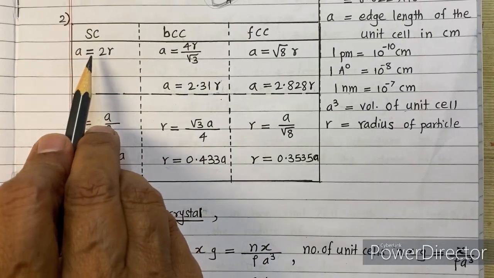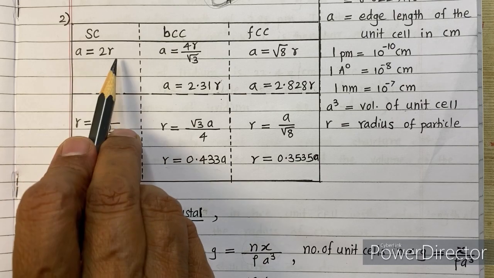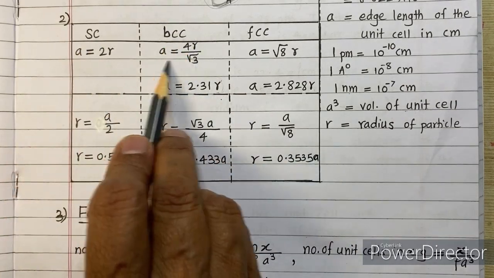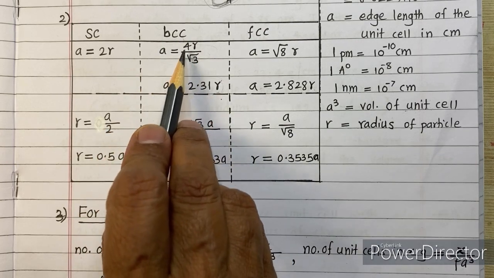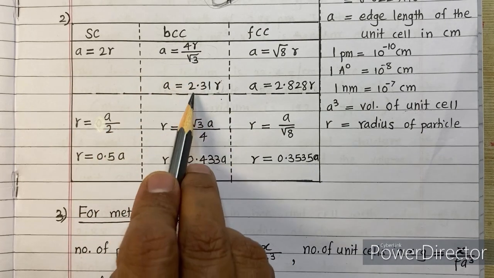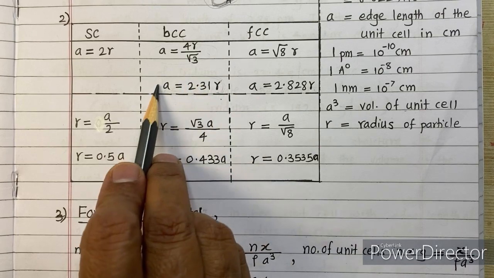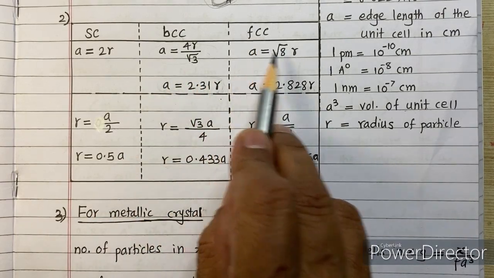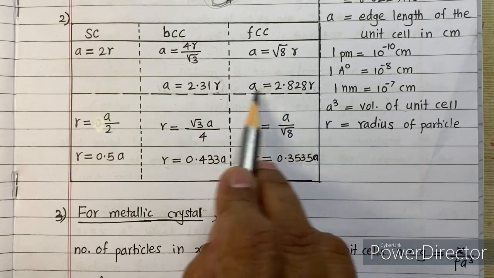Next, the second type of formula, the relation between edge length and r. For simple cubic, a is equal to 2r. For BCC, you know this formula: a is 4 divided by root 3 times r. This is very easy to use and easy for calculation. Next, for FCC, a is equal to root 8 r, or use this one.